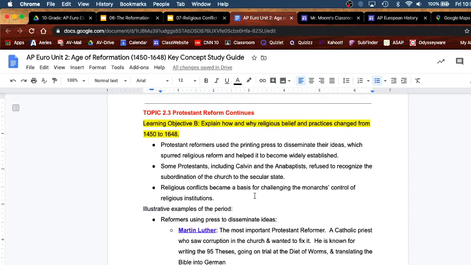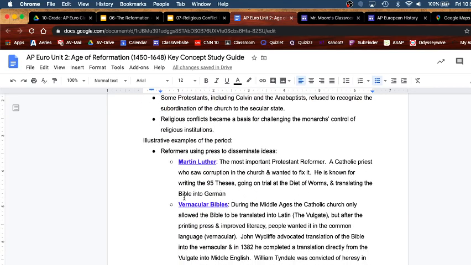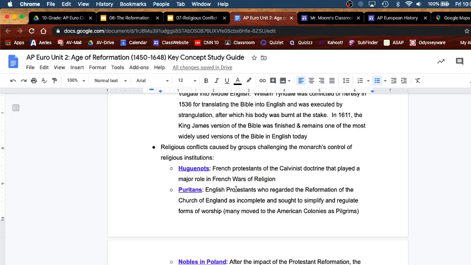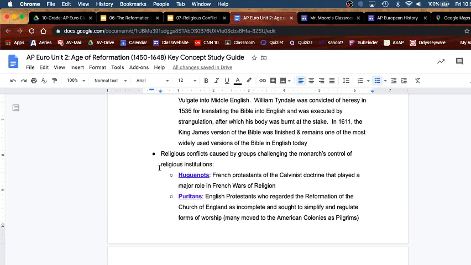The Protestant Reformation continues. Luther was one of the first, of course, to translate the Bible into German. Again, looking to get that to regular people in the language that they could read. This bullet point right here says, religious conflicts caused by groups challenging the monarch's control of religious institutions. The Huguenots are French Protestants of the Calvinist doctrine that played a major role in the French wars of religion.